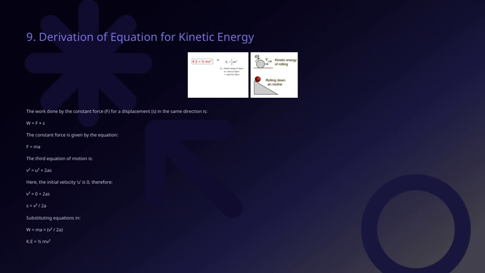Using this, the constant force can be expressed as F times S, which links force and displacement to work done. Finally, the work done by this constant force over a displacement S in the same direction is W equals F times S. Putting all these pieces together, we see how the kinetic energy relates to work and force, providing a comprehensive derivation that ties motion, force, and energy, all central themes in mechanics.